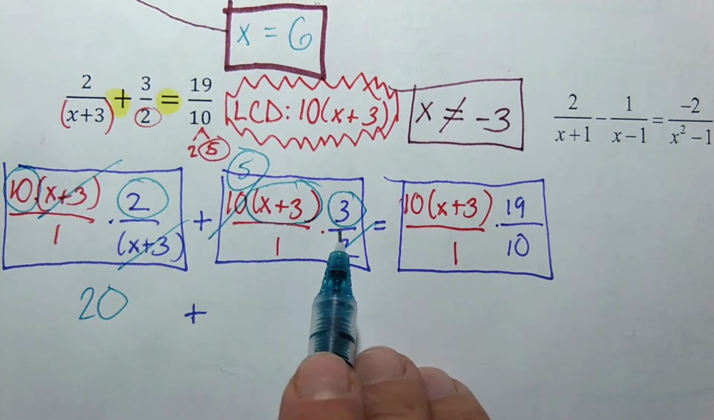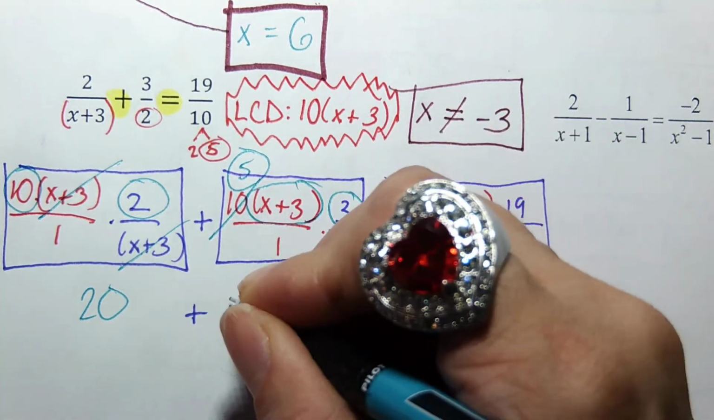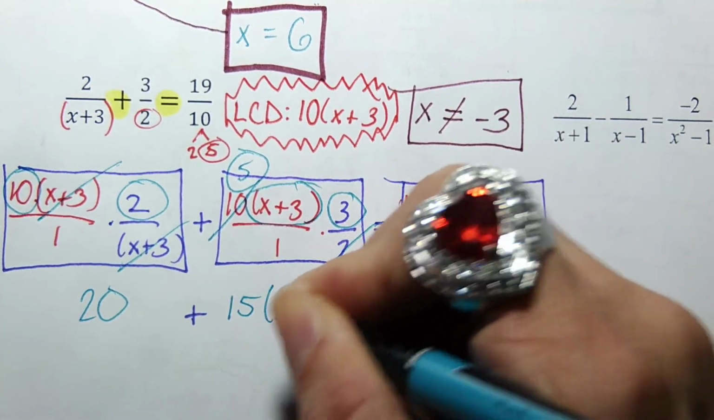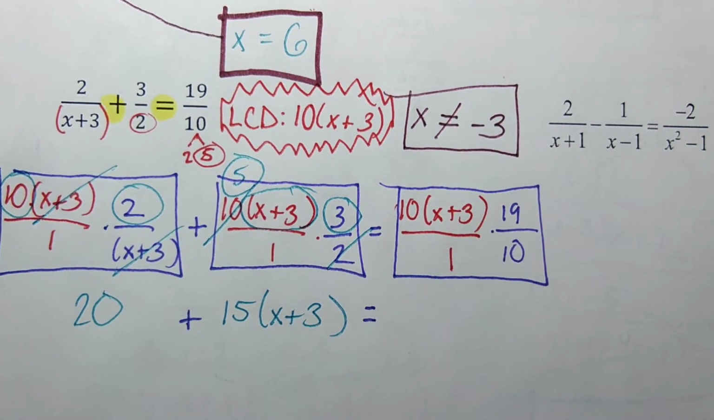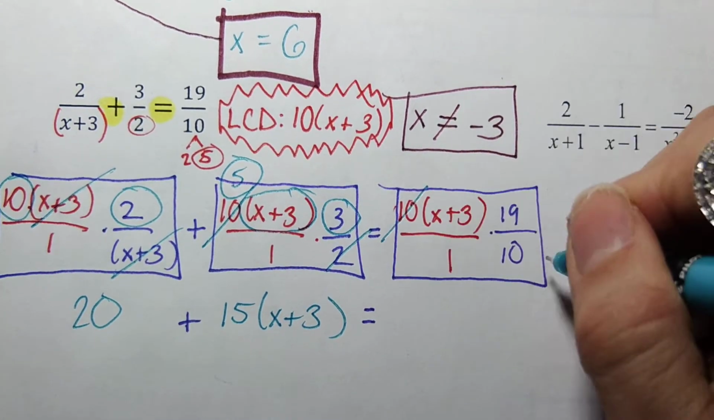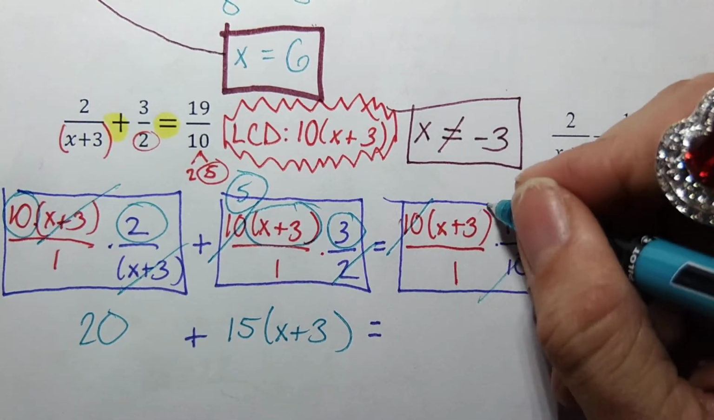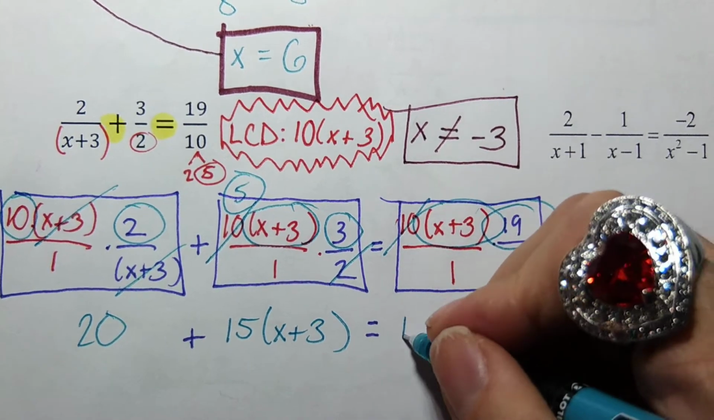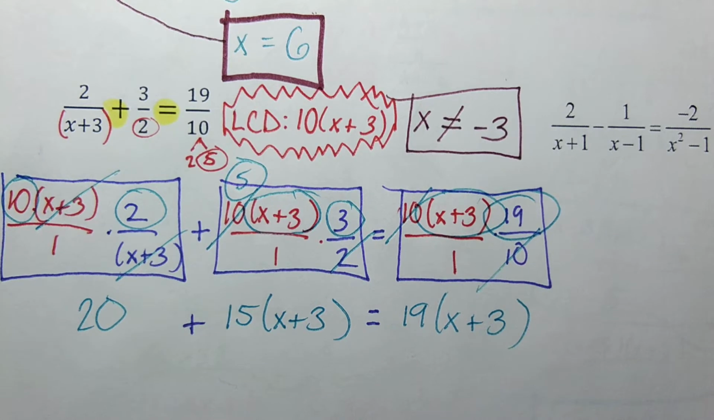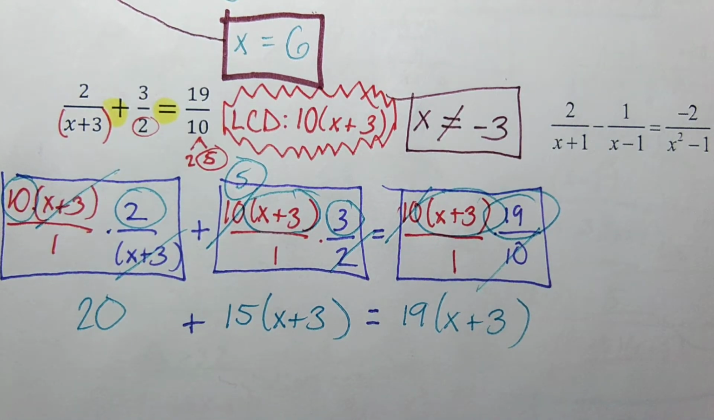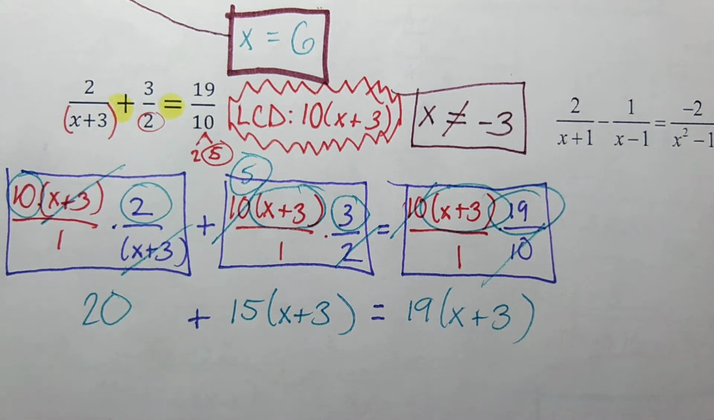So we're going to smush our monomials together. 5 times 3 is 15. And then x plus 3 equals 10. We'll cancel out the 10 in the last fraction. And we're left with 19 times x plus 3. So now we have this nice, much easier ground level equation.